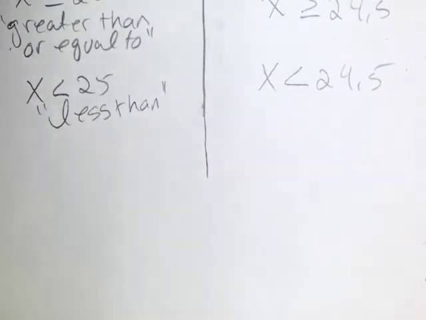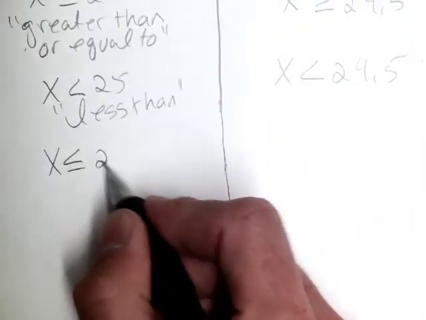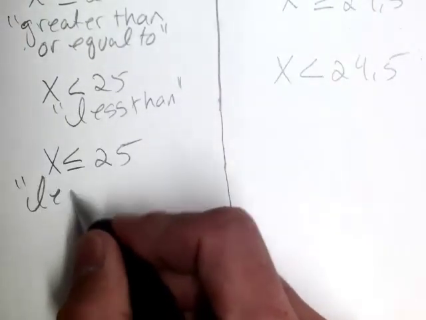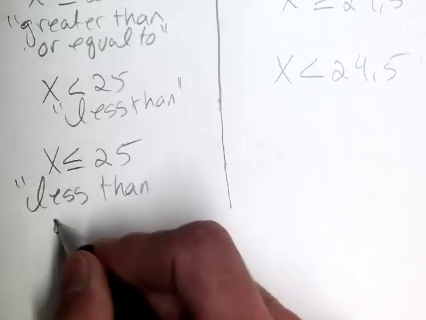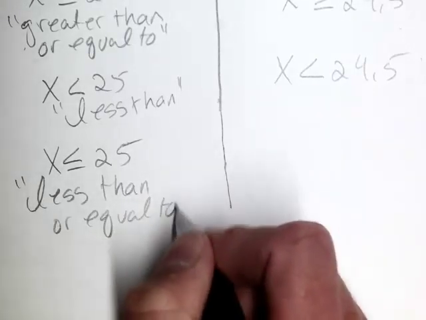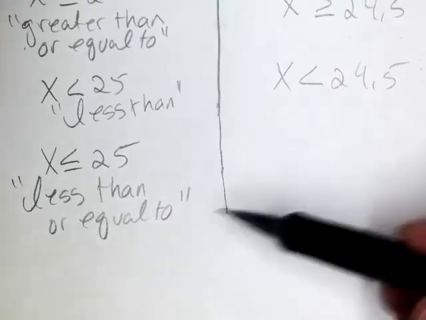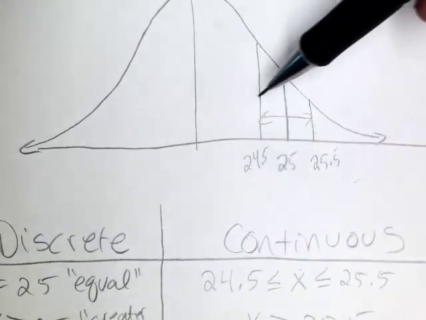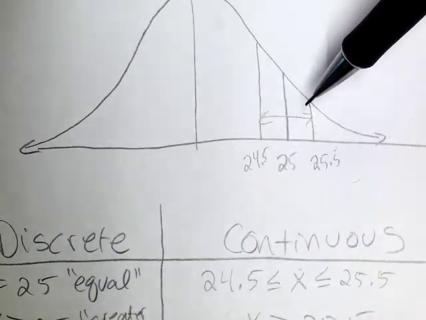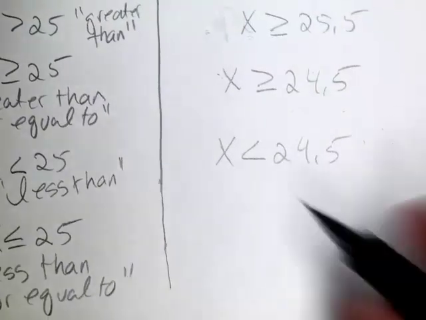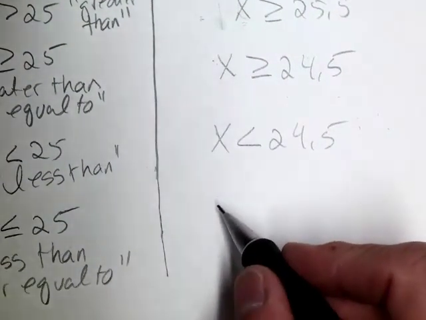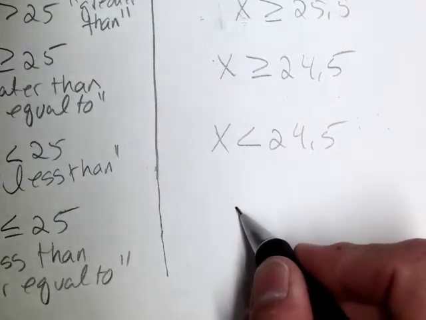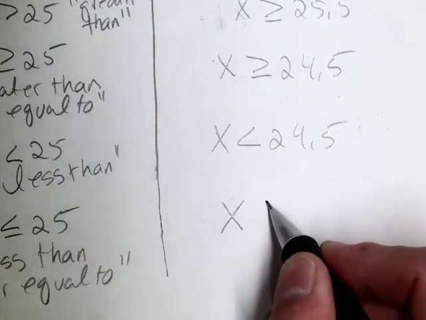All right, and then last but not least, we could have x less than or equal to 25. Now we're including the case of equality. So we want to include the whole number 25, but in the continuous case, 25 goes all the way up to 25.5. So in the continuous case, as an inequality, that would be expressed as x is less than or equal to 25.5.